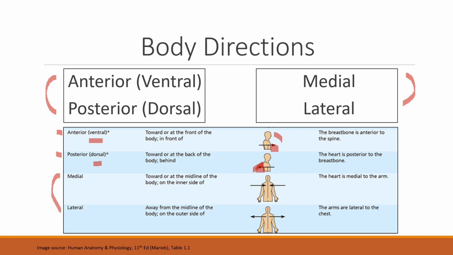And then medial and lateral. Medial means towards the midline. Lateral means away from the midline. So in this case, you would say the heart is medial to the arm. The arms are lateral to the chest. Right? It depends on the way you're going. Lateral is off to the sides. Medial is towards the midline.